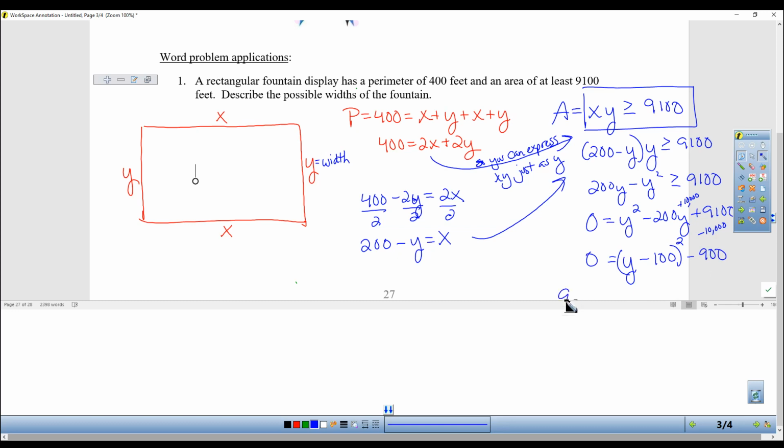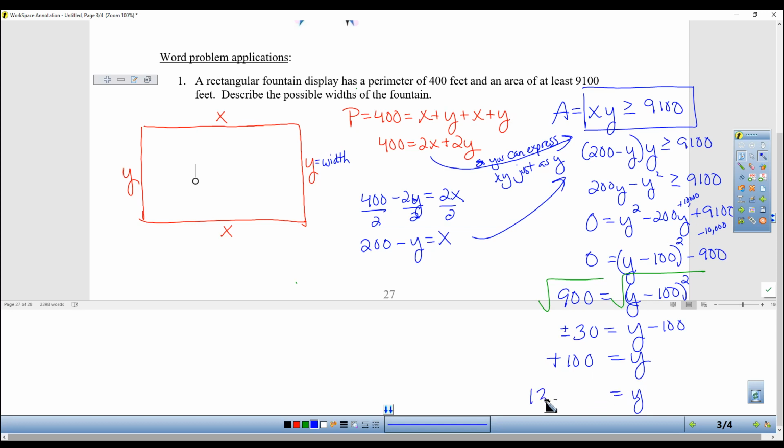Now, to finish solving it, I can do 900 is equal to y minus 100 squared. I square root both sides. The square root of 900 is 30, so 30 is equal to y minus 100, plus or minus. I add 100 to both sides, and 100 plus the 30 is 130, and 100 minus the 30 is 70. So I've found my two answers.